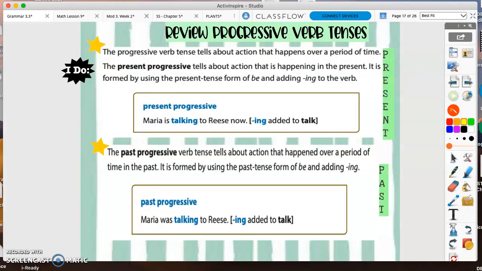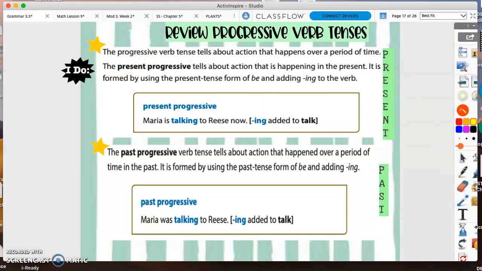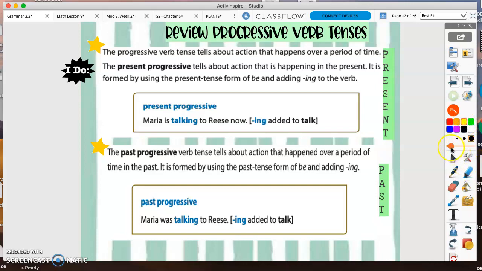Okay, so let's look at some examples. The first one we are going to look at is the present progressive verb. Okay, the present progressive verb tells us about an action that is happening in the present. Okay, it is formed by using the present tense form of be and adding ing to the verb.